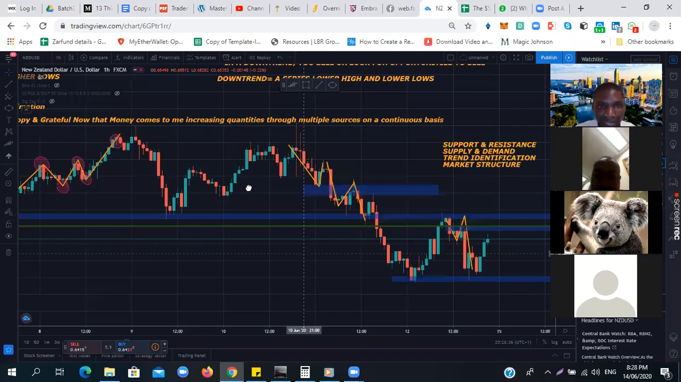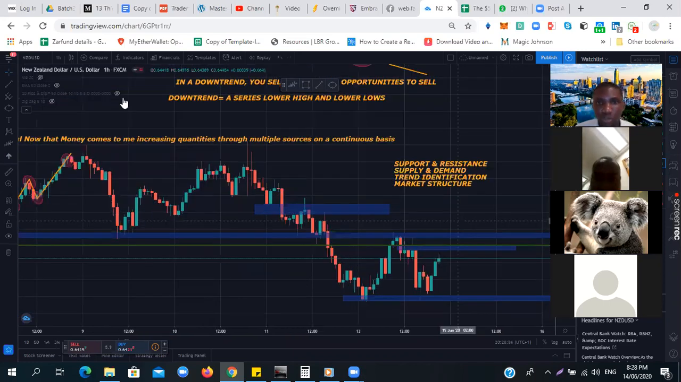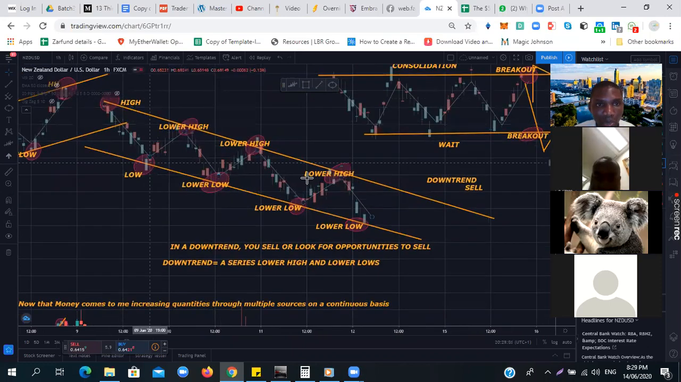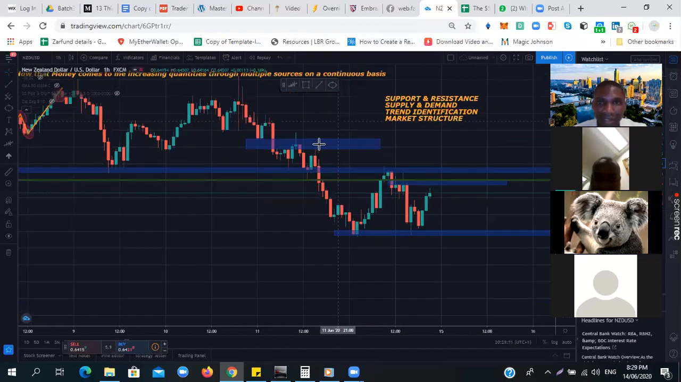All right, now that is for an uptrend. Now look at a downtrend. How do you identify a downtrend? Let's try and identify a downtrend here right now. Okay, so what we said a downtrend is a series of lower highs and lower lows. Lower high, lower low, lower high, lower low. That's what we see there right now.